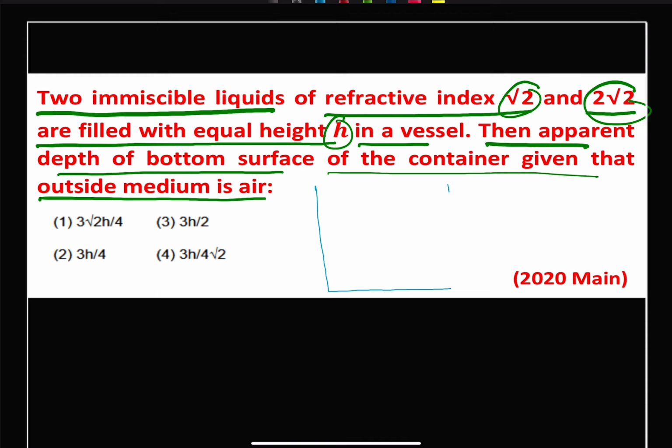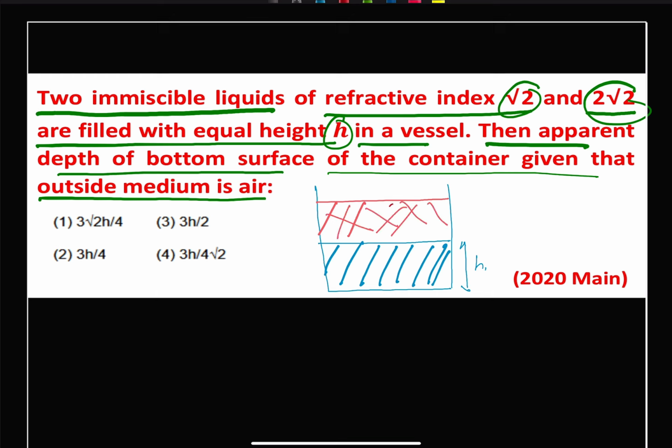Suppose this is our vessel and this is the surface, and we have a first liquid, height is given as h, and we have a second liquid, its height is also given as h. The refractive index of the first one, let us suppose, is mu1 equal to square root of 2, and here we have mu2, that is 2 square root of 2, and we have to find out the apparent depth of the bottom. So the apparent depth of the bottom will be equal to the apparent depth because of the first liquid plus that due to the second liquid.